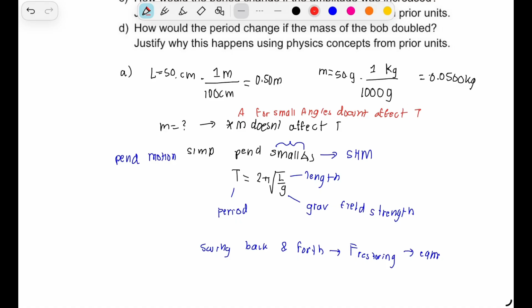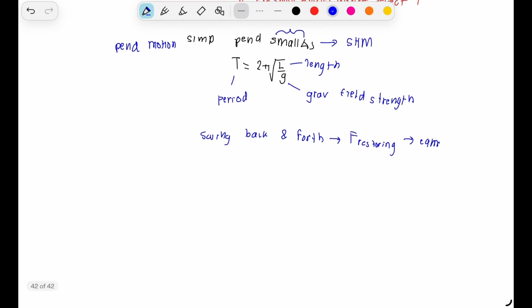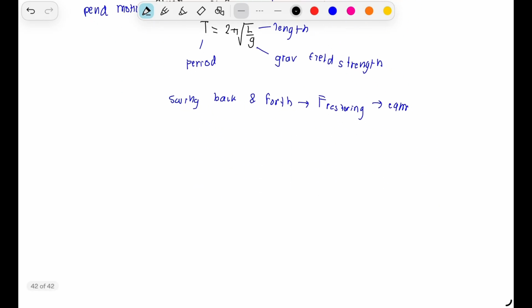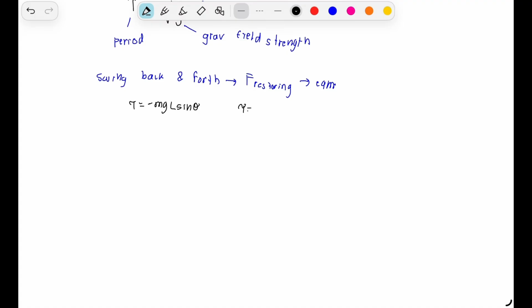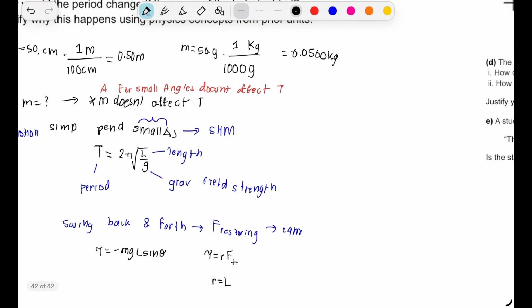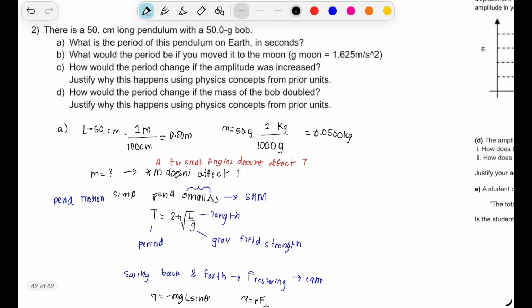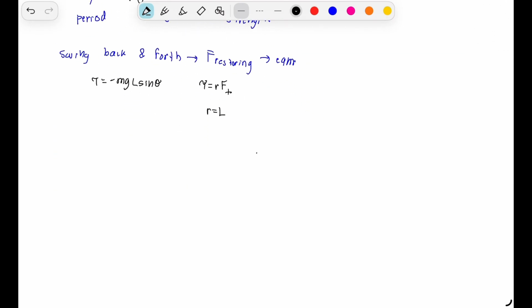Now let's get the pendulum period formula. How do we get T is equal to 2 pi times the root of L over g? So torque is equal to negative mgL sine of theta. That's because torque is equal to r times the perpendicular component of force, but here r is equal to L, and your tangential component of force is going to be mg sine of theta, because if you break down the components of mg, that's just what you're going to get, a negative mgL sine theta.